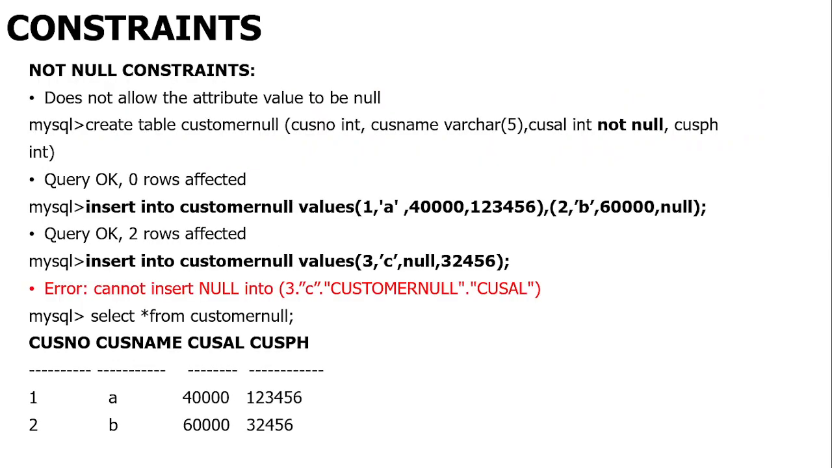We give the condition. Not null constraints. It does not allow the attribute value to be null. So we cannot give a null value. After creating the table with not null, if you try inserting null, it will not accept.